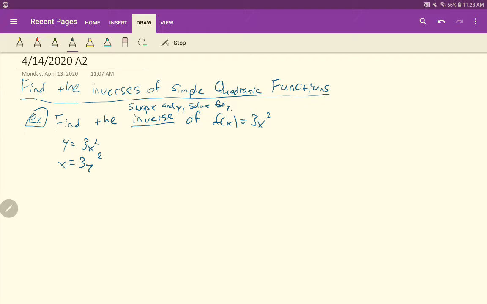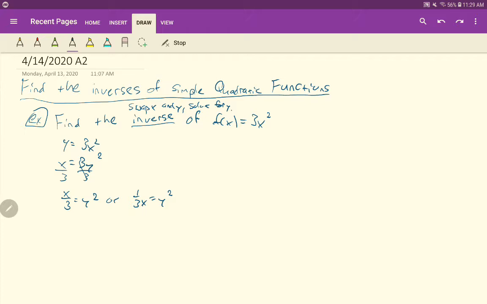The first thing we're going to do to get that y by itself should be what? Hopefully you said divide both sides by 3. So we're going to divide both sides by 3 here. The 3's cancel, and so we'll just have x over 3 equals y squared. Or you could think of it as 1/3 x equals y squared, because there's really like a 1 in front of that x there.